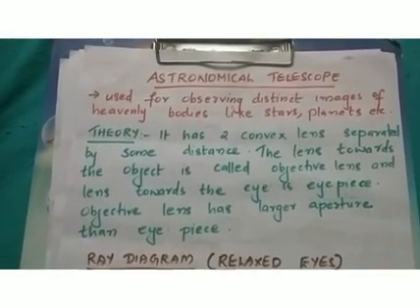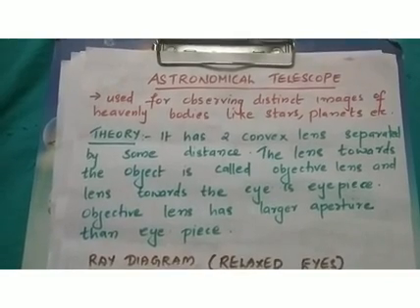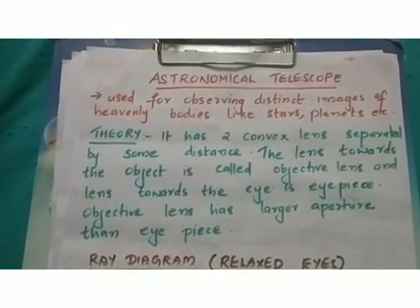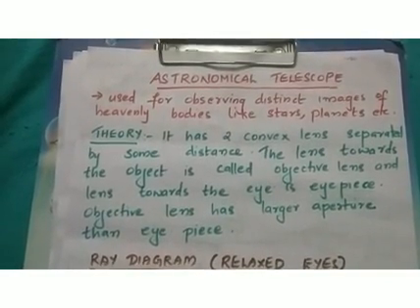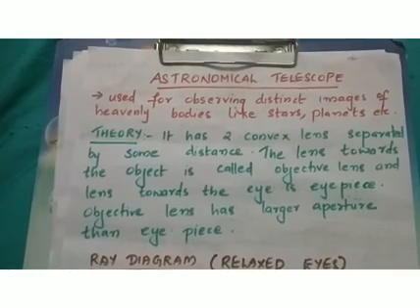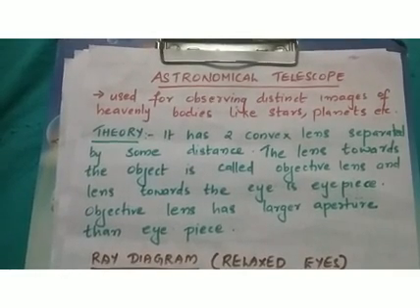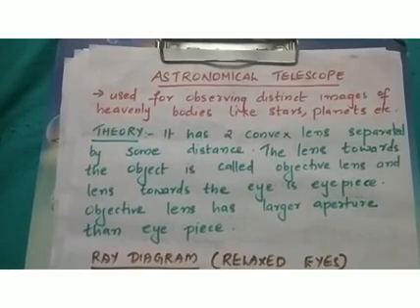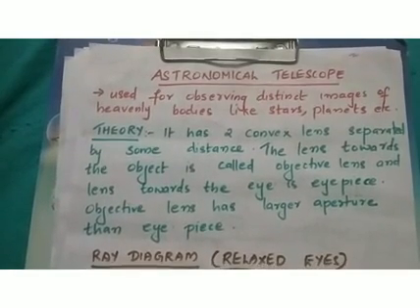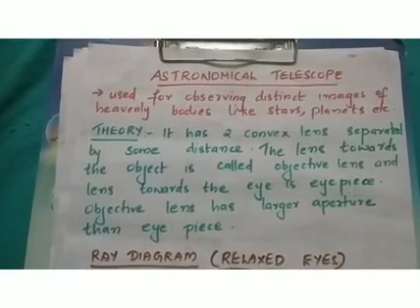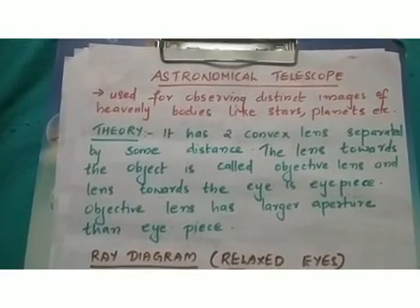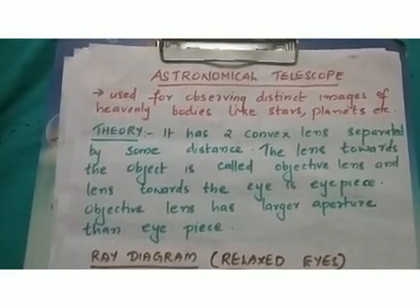In the previous sessions we had discussed optical instruments, and we discussed one of the optical instruments, that is microscopes. We had discussed the simple microscope and the compound microscope. Today we will discuss another optical instrument, that is the telescope. To be more specific, we can call it an astronomical telescope.